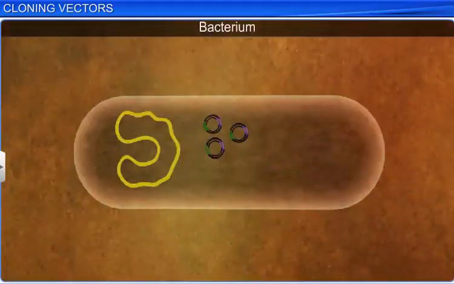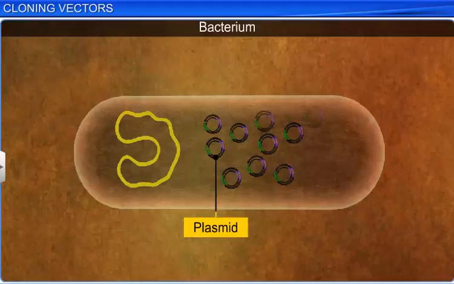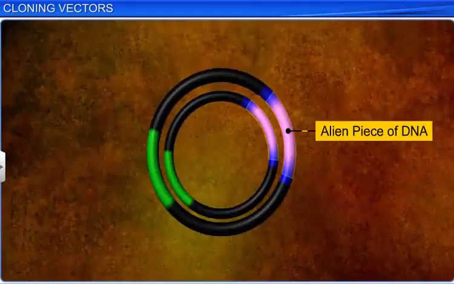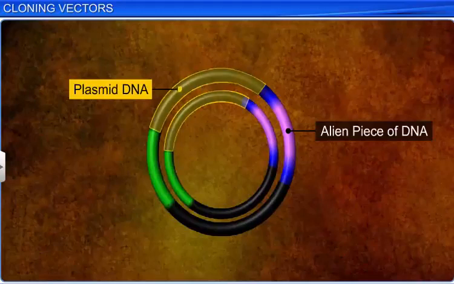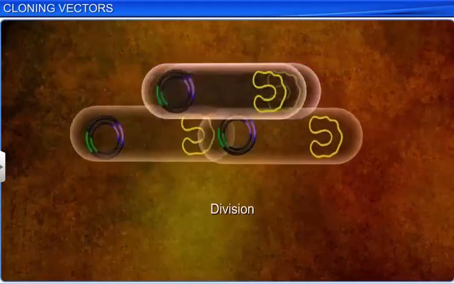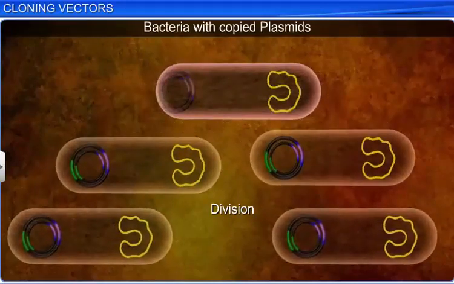On the other hand, the copy number of the plasmid genome varies from 1 or 2 copies to 15 to 100 copies per bacterial cell or more. When we link an alien piece of DNA with bacteriophage or plasmid DNA, we can multiply its number to be equal to the copy number of the plasmid or bacteriophage.